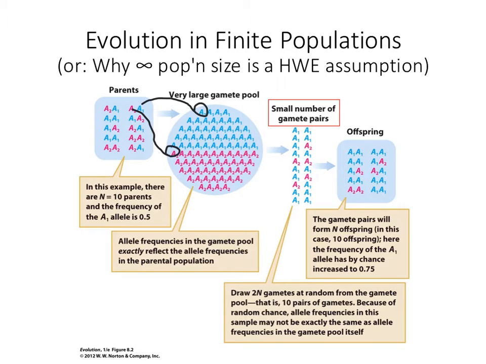So what happens when those gametes are used to fertilize and produce the next generation of offspring? Small number of gamete pairs. So not every gamete that's in this population of gametes from all of the individuals in the parental generation gets used to make the next generation. So in this scenario, population size stays the same. So you start with 10 parents. Those 10 parents each make one offspring. So you get 10 individuals in the second generation.